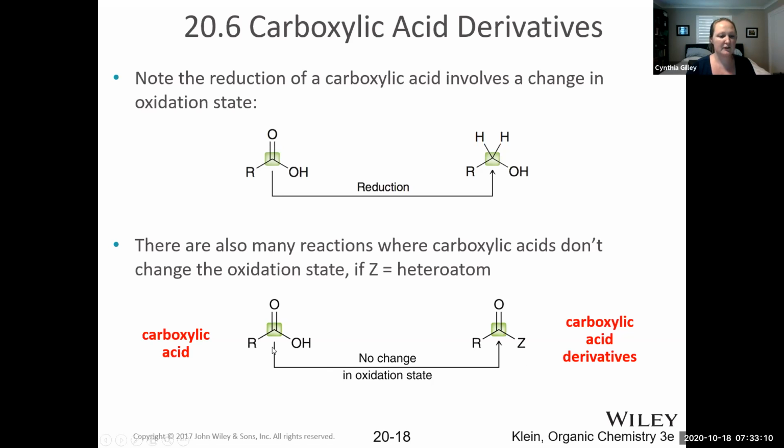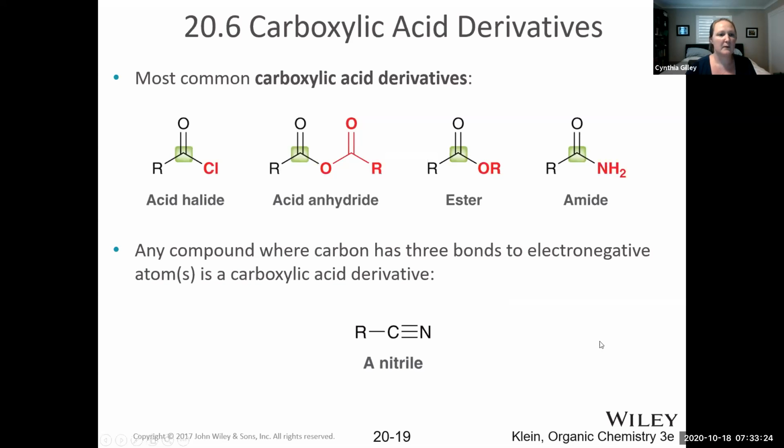So we're going to look at a variety of reactions where we're able to convert a carboxylic acid to different functional groups. Because there's no change in oxidation state, we call these carboxylic acid derivatives. The most common carboxylic acid derivatives are an acid chloride or halide, an acid anhydride, an ester, and an amide.